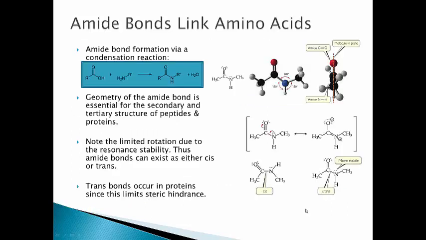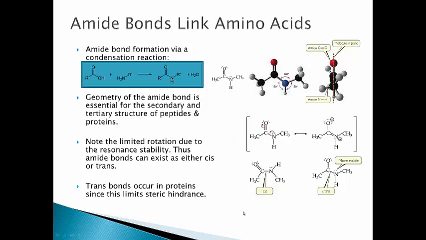Okay, so amide bonds are the bonds that link your amino acids together. So they're formed via a condensation reaction. Okay, so you've got your carboxylic acid, you've got your NH2 with your R group attached to it, and you have the condensation. Okay, so water being a product, and you have your amide being formed.